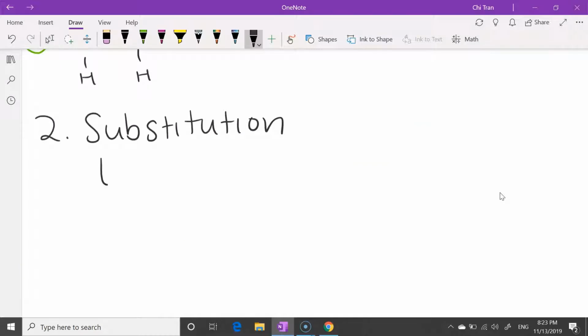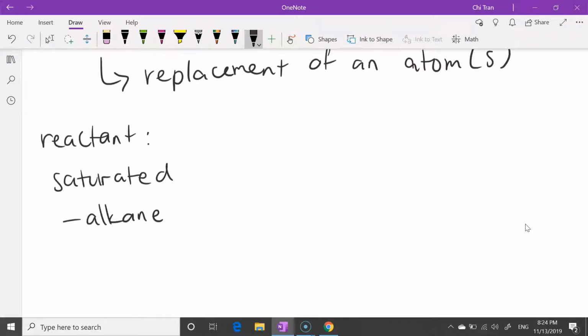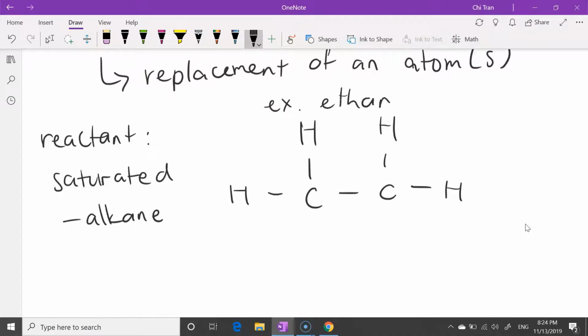Next up is substitution, and from the name it means a replacement of an atom that it's already bonded to the molecule. Reactant would be a saturated molecule, so an alkane, because if it's fully saturated, each of the atoms can be replaced, because in the scenario when it's unsaturated, it would prefer the addition reaction.